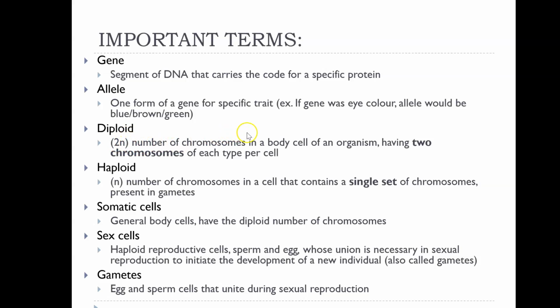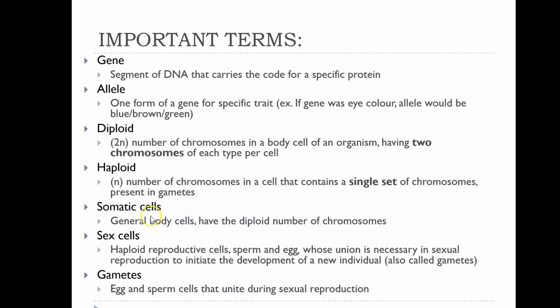Diploid is the number of chromosomes in a body cell of an organism which has 2 chromosomes of each type per cell. So diploid number means 2 times the number of chromosomes. Haploid is half the number of chromosomes, a cell that contains a single set of chromosomes, and you will have haploid cells in what are known as gametes, the sex cells. So sperm cells or egg cells have half the number of chromosomes, because when an egg cell unites with a sperm cell to form a fertilized egg cell, you need half the number of chromosomes from each type of cell, so that then you will have diploid eventually.